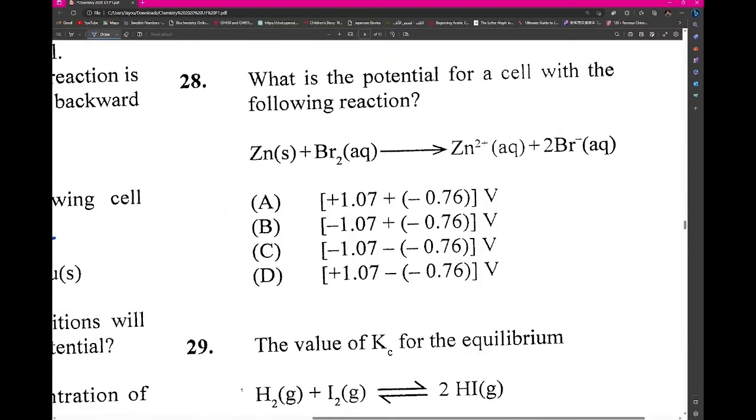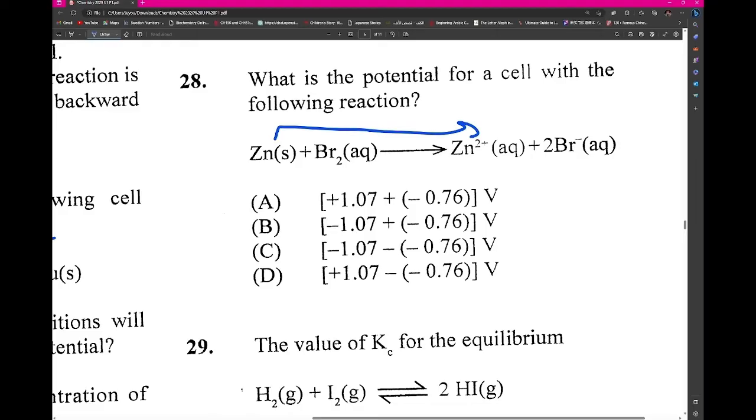So, what is the potential for a cell with the following reaction? Alright, so we're looking at this, right? So we're gonna have lead losing, well, zinc, my bad, losing electrons, right? And the oil rig dictates that oxidation is loss and reduction is gain, right? Where are electrons lost on the cell? It's at the anode, right?